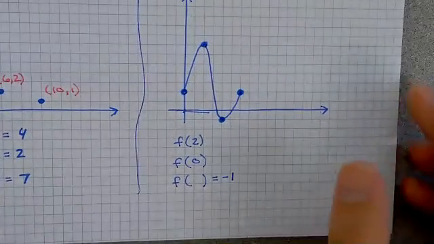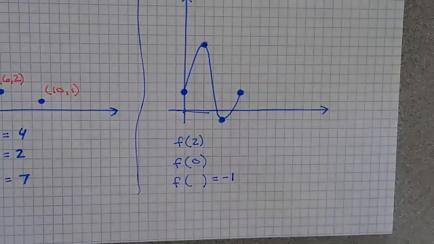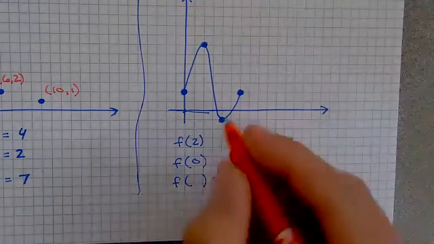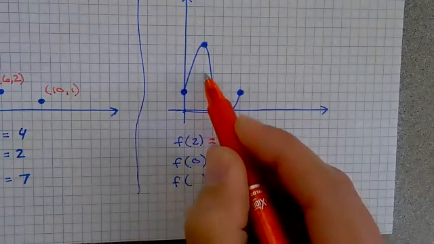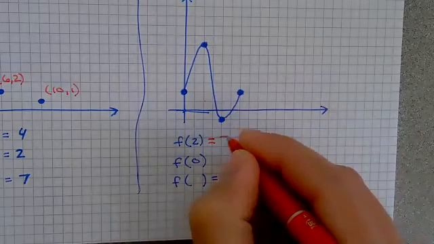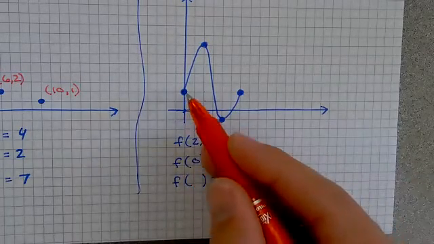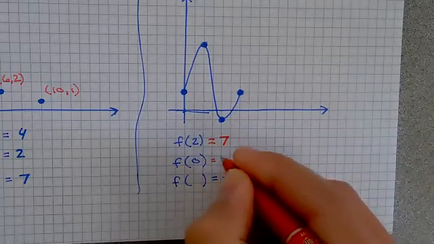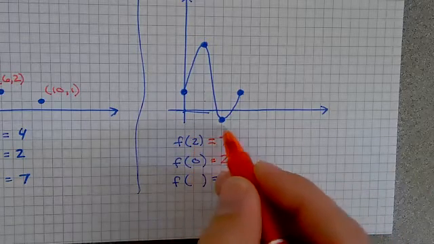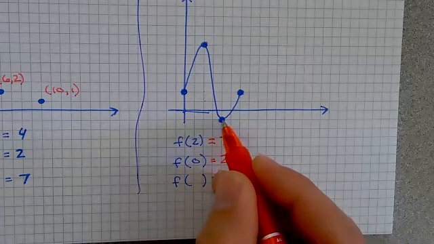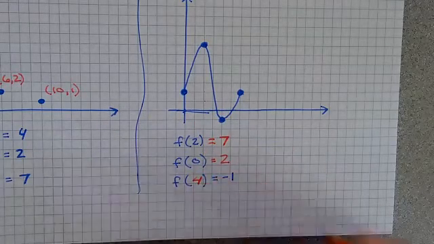All right, try this one on your own. All righty, so we should have gotten f of 2 equals 7. Okay, f of 0 should have been 2. And then which value gives us negative 1? That's our output right here for negative 1. 4 would have had to have been our input.